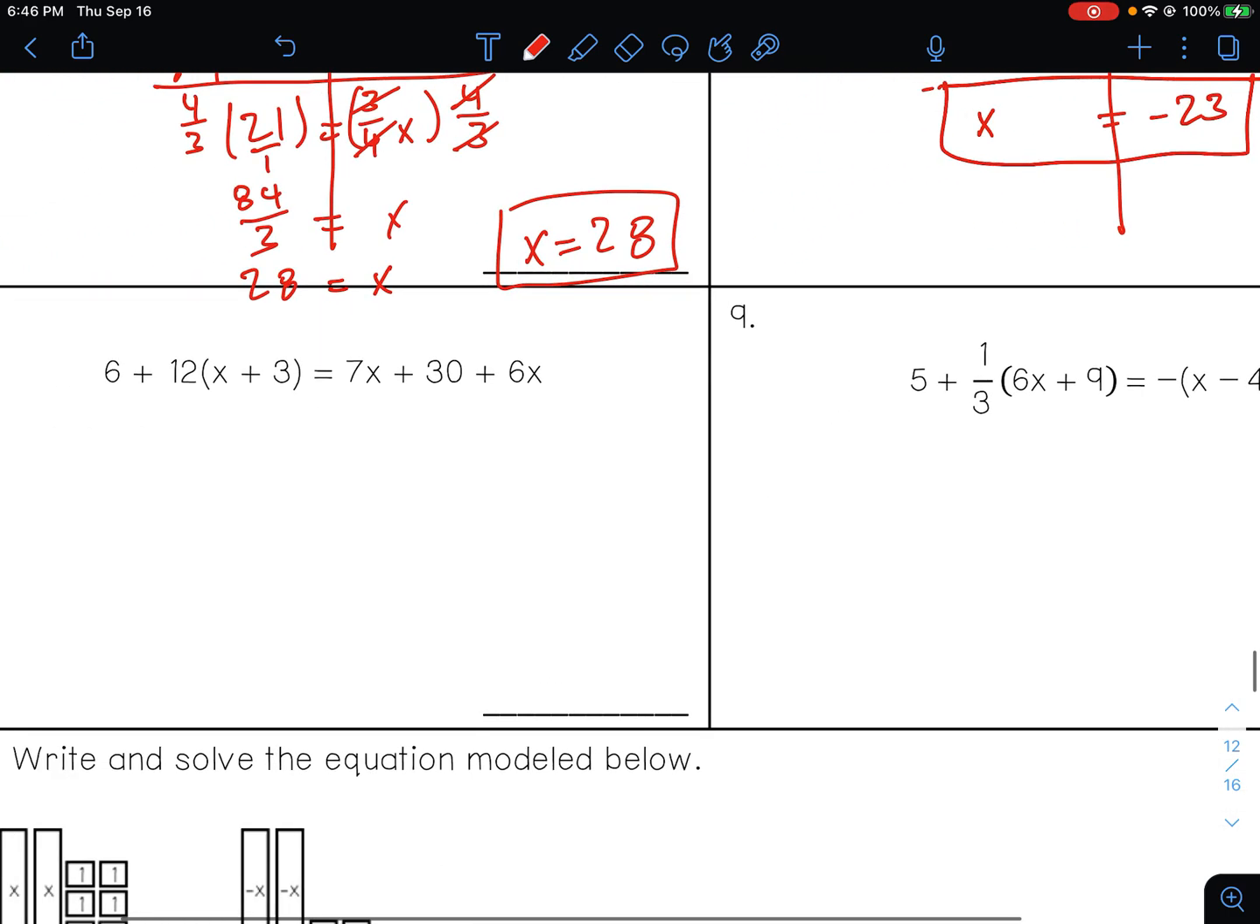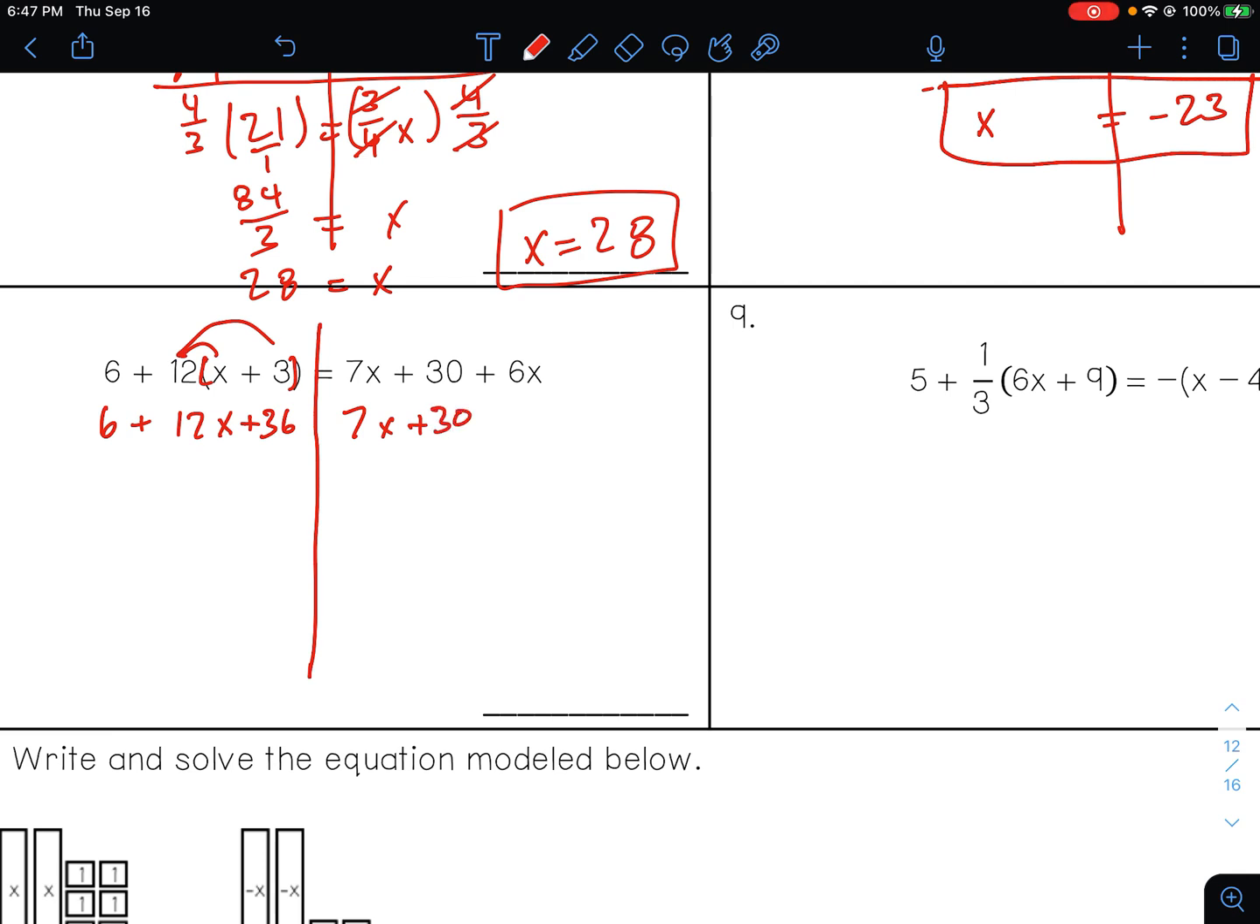All right, let's do the next one. Whew, getting crazy. We have parentheses, so we better do some distributing. 12 times x is 12x. 12 times positive 3 is positive 36. Bring down the 6 plus 7x plus 30 plus 6x. I didn't really have to rewrite that whole thing. I could have just said, I have two like terms. 7x plus 6x, they're both positive, so that equals 13x plus 30.